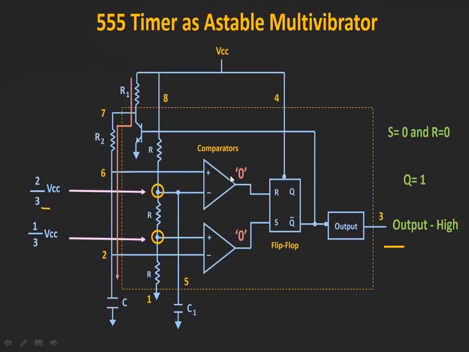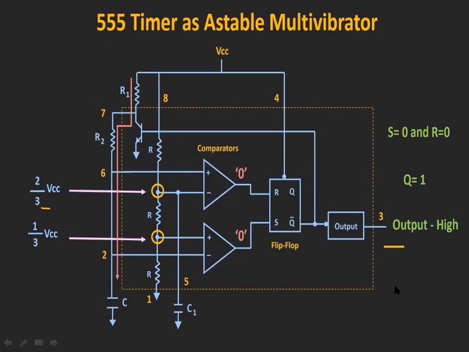So when both comparator outputs are zeros, these two zeros are applied to this RS flip-flop. What happens when 0, 0 is applied to an RS flip-flop? There will be a no-change state. So whatever the previous output was, it will remain the same. So Q is 1 and Q bar will be 0. Q bar is 0, which means the output is going to remain at one state. So Q is at the high state only.